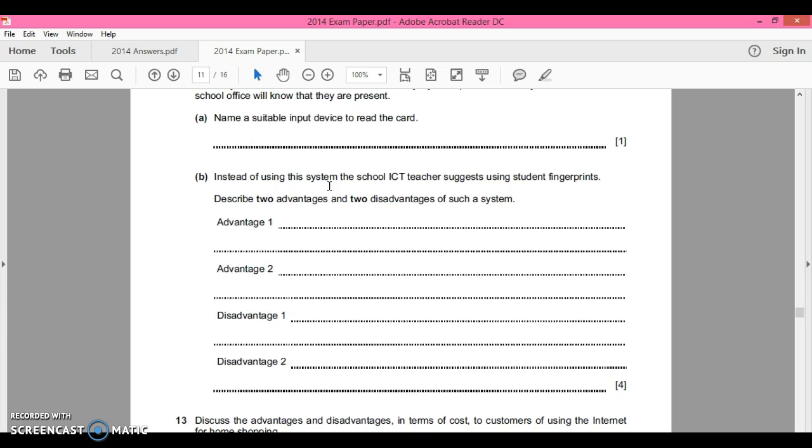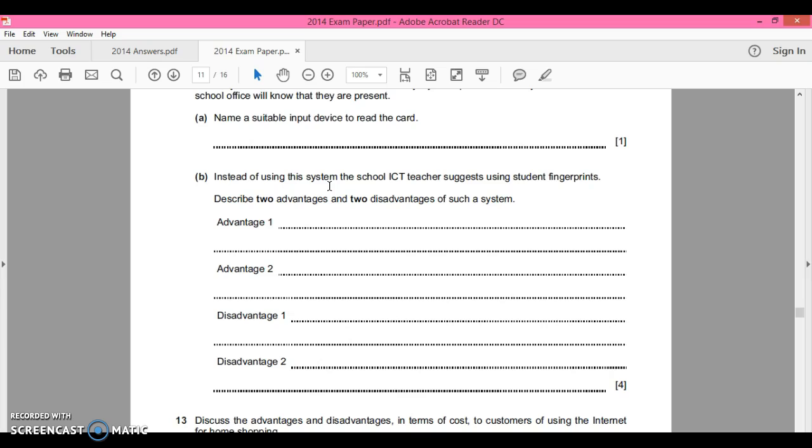And also an advantage is, for example, with the card, there's a possibility that someone could actually give their friend the card and say, scan me into that lesson. So then the student is actually present in a lesson when they're not. But with a fingerprint, that can't happen, because each fingerprint is unique.